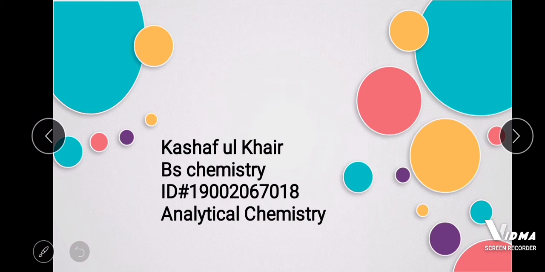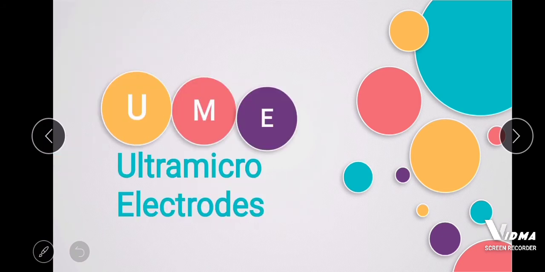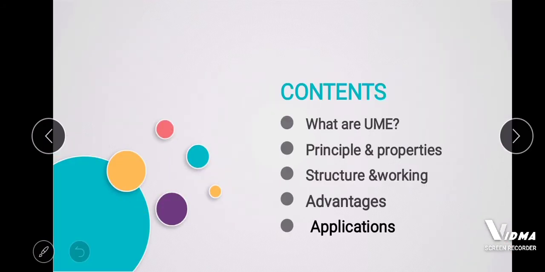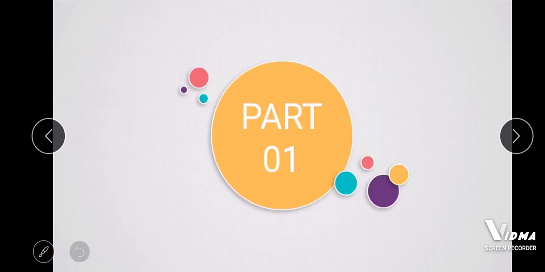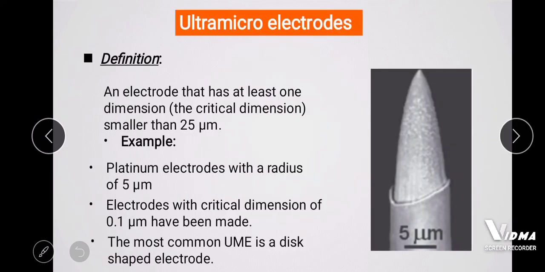Today I am going to present the topic of analytical chemistry, which is ultra micro electrode. So let's have a look at the content. In this presentation I am going to tell you about the ultra micro electrode, then the principle and the properties of ultra micro electrode, structure and working of ultra micro electrodes, advantages of ultra micro electrodes and the applications of ultra micro electrodes.